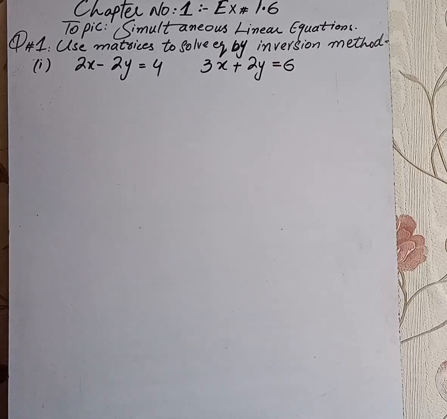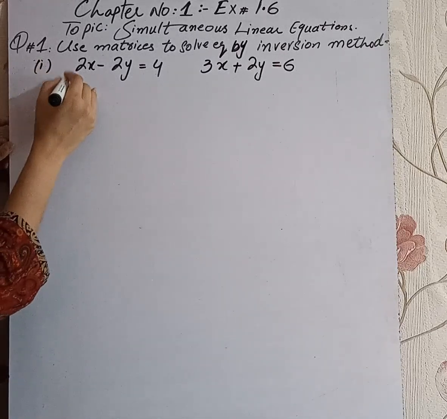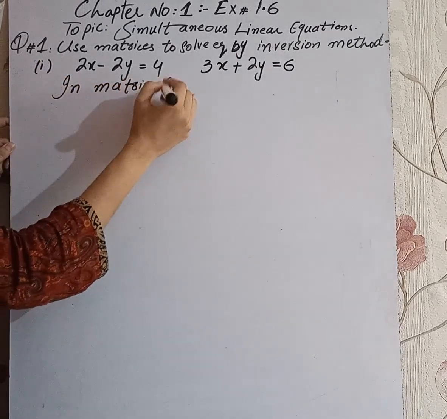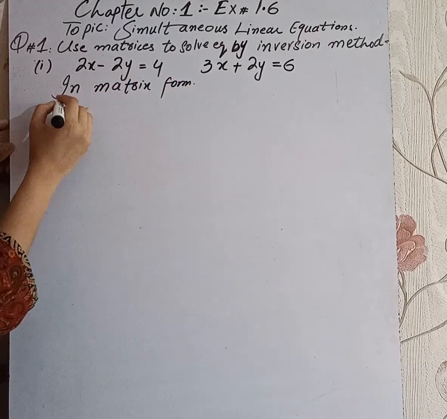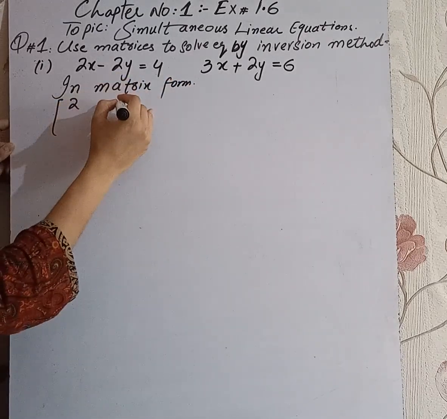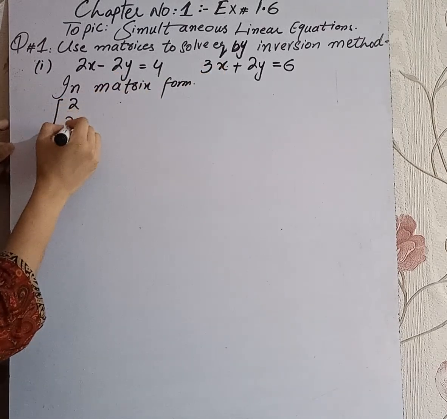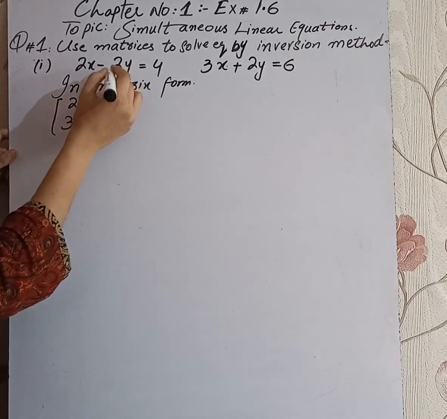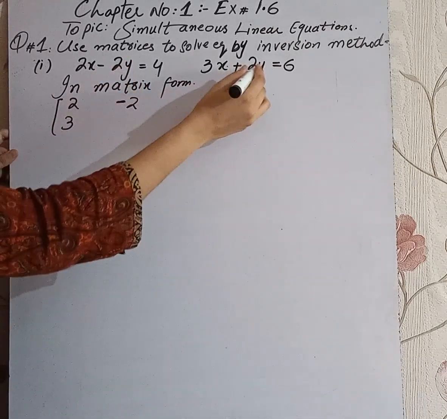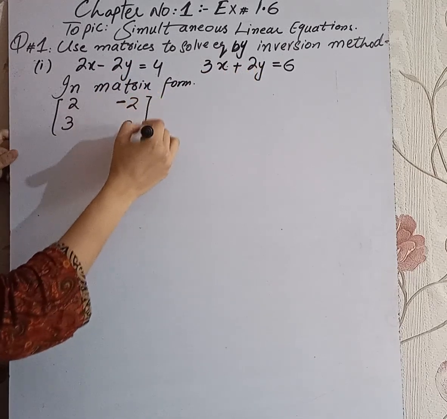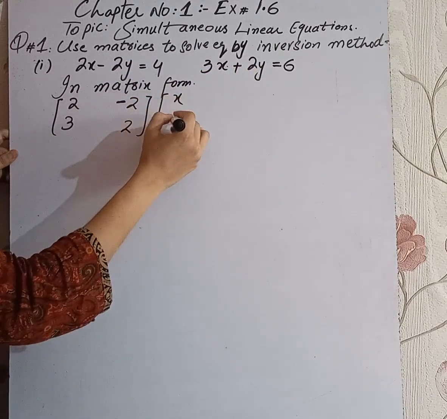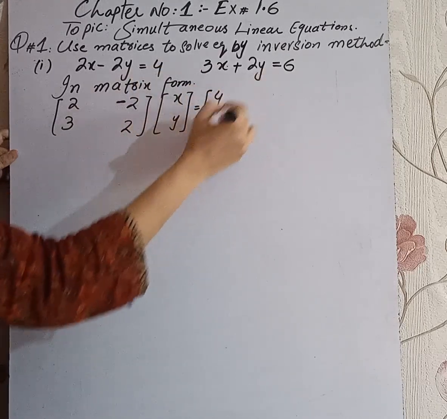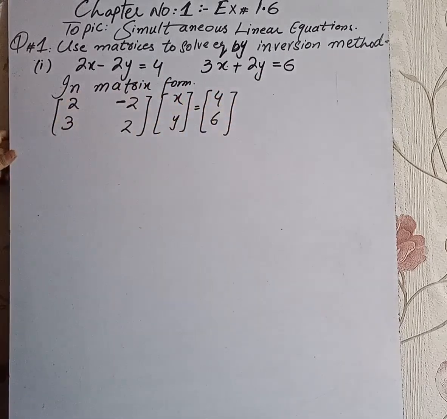So first of all, we write these equations in the form of matrices. First, I will write this in the matrix form. This is 2. The coefficient of x is here 3. The coefficient means the number that is written with the variable. Here the coefficient of y is -2. Here the coefficient of y is 2. The variables are here x and y. And this is equals to 4 and this is equals to 6.